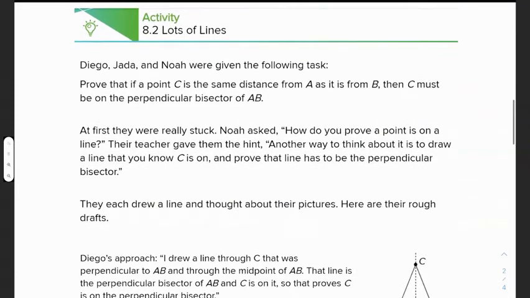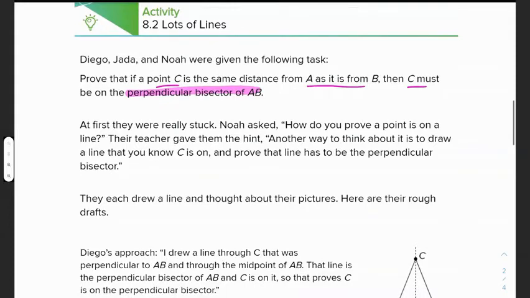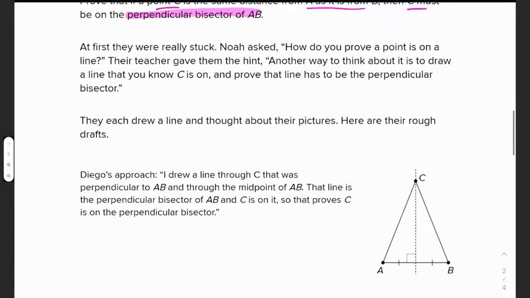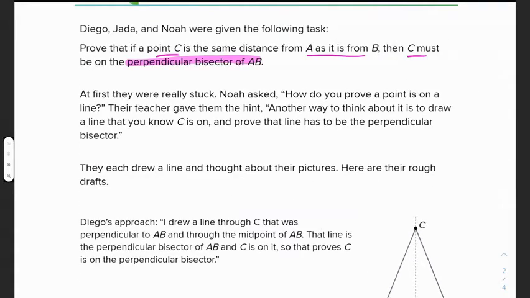All right, activity 8.2, lots of lines. So we have a couple kids here, and they were given a task. They were given a proof where they have to prove that if point C is the same distance from A as it is from B, then C must be on the perpendicular bisector of AB. So that's immediately you're just like, what? Right? So these kids approached it in several ways.